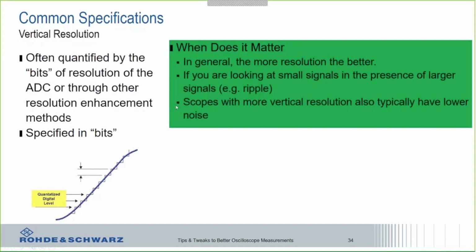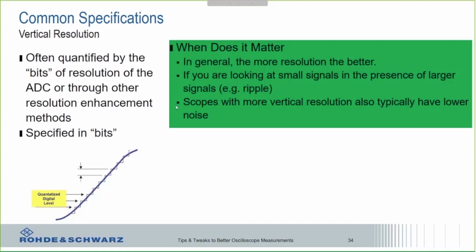But where it really comes into play is if you're looking at a small signal in the presence of a larger signal. For example, you're looking at ripple on top of a power supply waveform. That can be really difficult if you don't have enough buckets to put those waveforms into, because those little ripples will just get forced into a single bucket. So that's where it really has a big benefit.